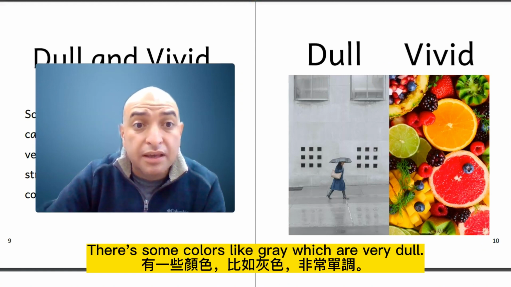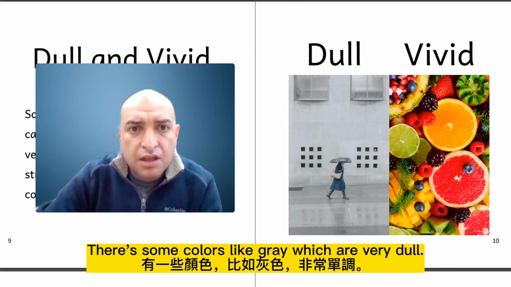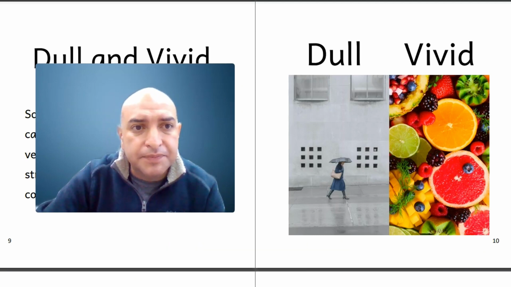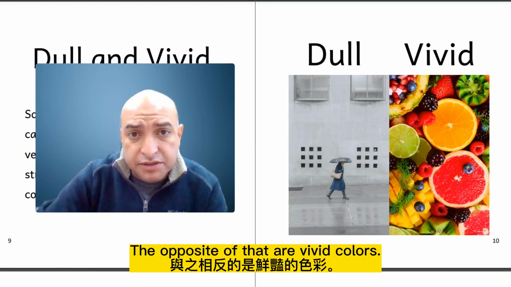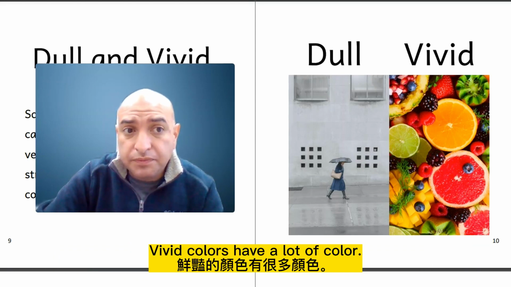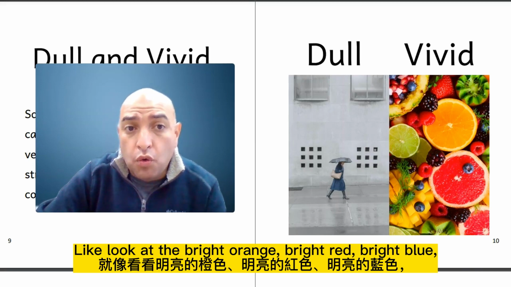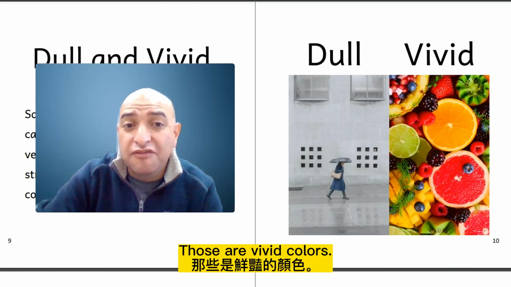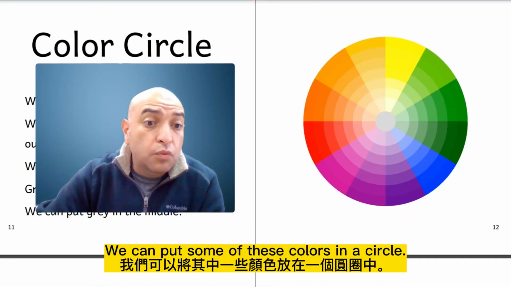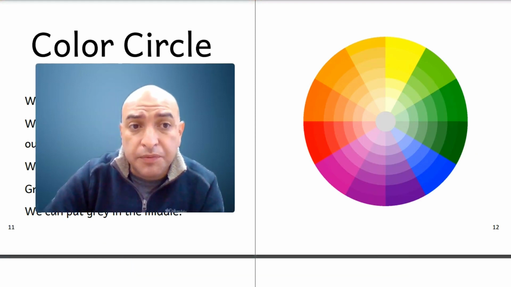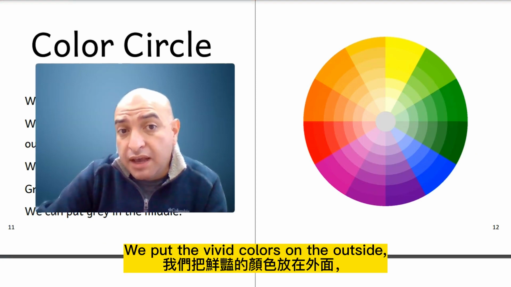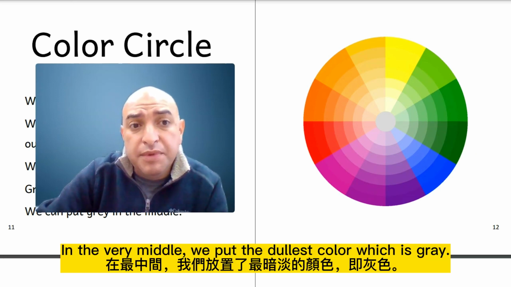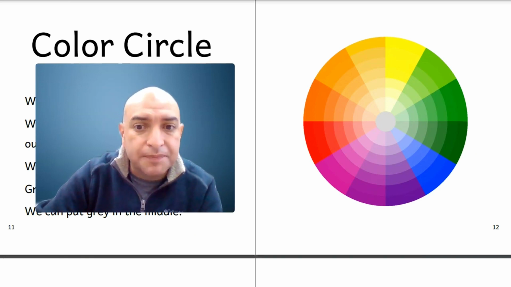There's some colors like gray, which are very dull. We call them dull because they don't have very much color, but they have some light. The opposite of that are vivid colors. Vivid colors have a lot of color. Like look at the bright orange, bright red, bright blue, bright yellow that we see over here on the fruit. Those are vivid colors. And we can put some of these colors in a circle. We put the vivid colors on the outside, and we put the dull colors on the inside. In the very middle, we put the dullest color, which is gray.